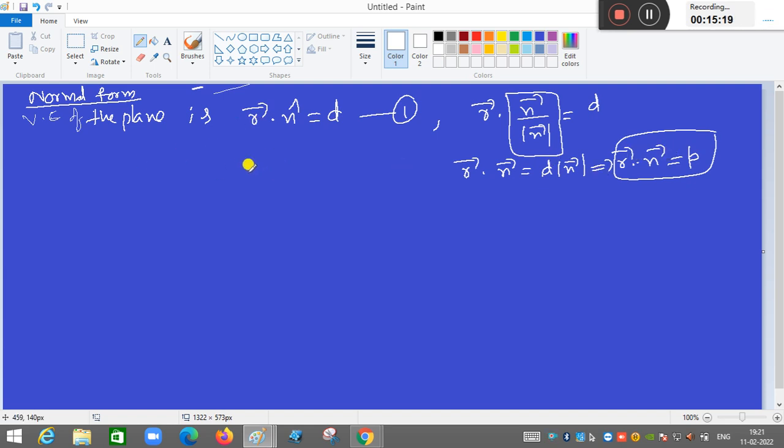Now we have to write the Cartesian form. To write the Cartesian form, we take r bar equal to xi yj zk. Why are we taking like this? R bar is what? The position vector of a general point. Therefore, r bar we can take like this.